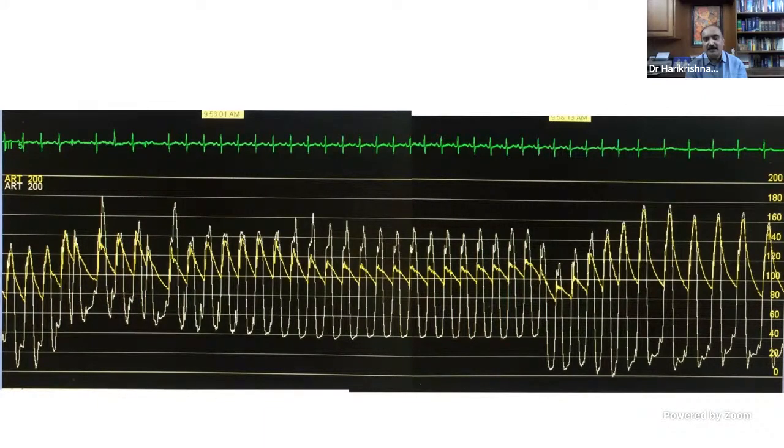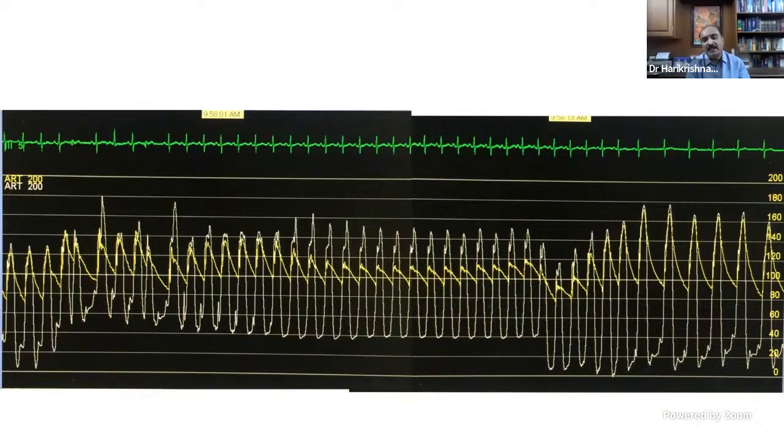What is the dip diastolic? How much has the diastolic elevated? Elevated by 40. So is it okay? Is it a good Valsalva? It's a good Valsalva, no? You expect an increase of 40 millimeters. That is what you do.